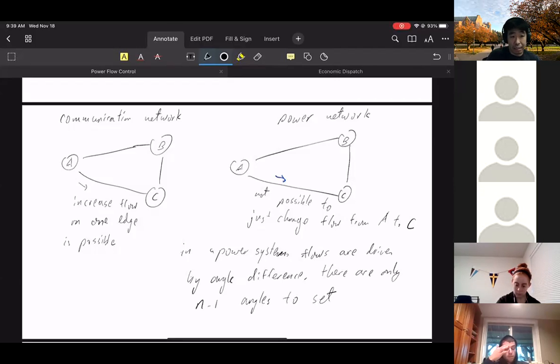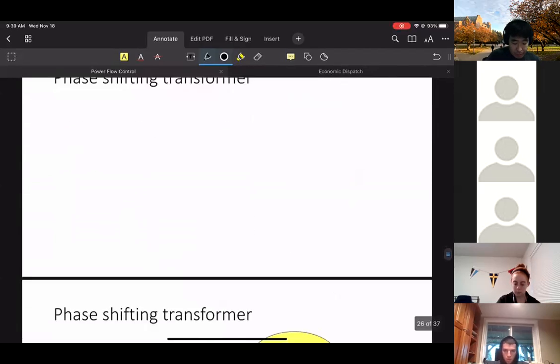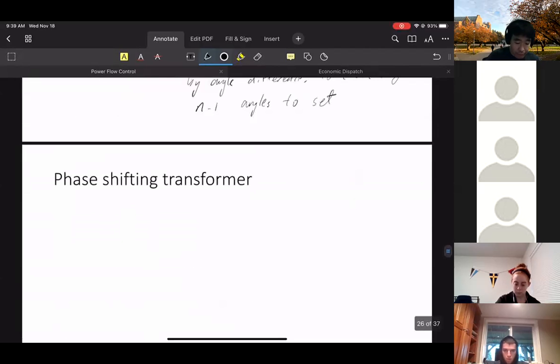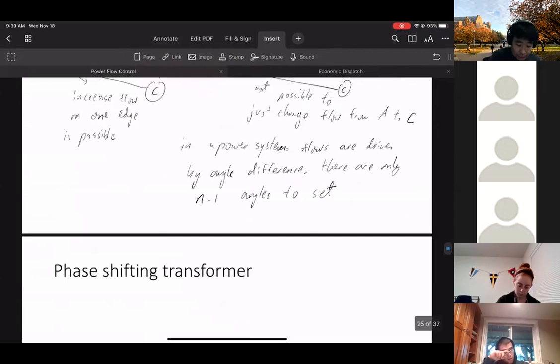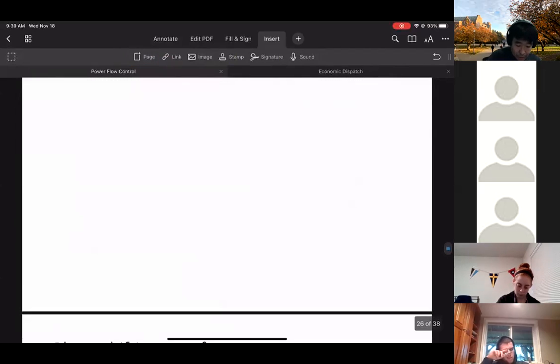This is actually something not so trivial, and it's not often understood, but it is important in power systems. So let's look at an example of why this is the case.